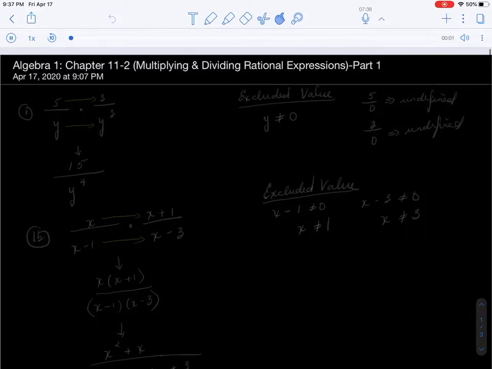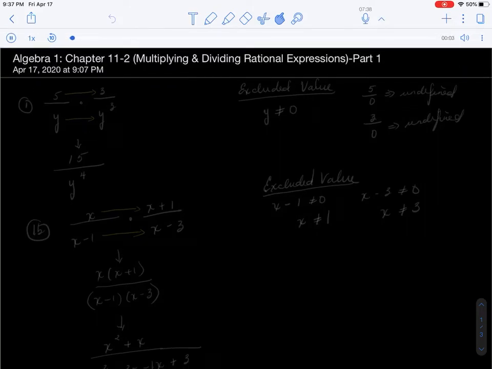Okay, we are multiplying and dividing rational expressions. Remember, when we are dealing with rational expressions that involve a variable in the denominator, you always have to set an excluded value. You do that at the beginning of the problems, okay? Don't wait until when you simplify it. Do it at the beginning of the given problems.